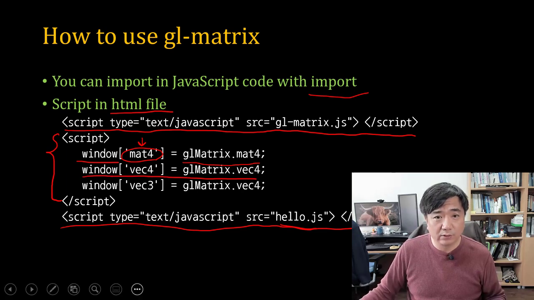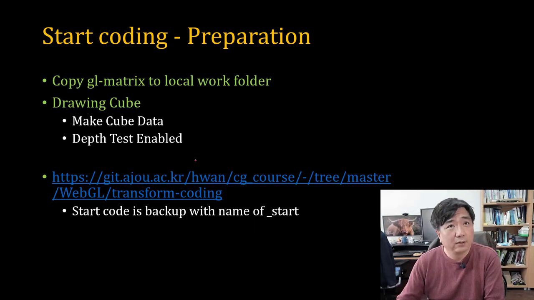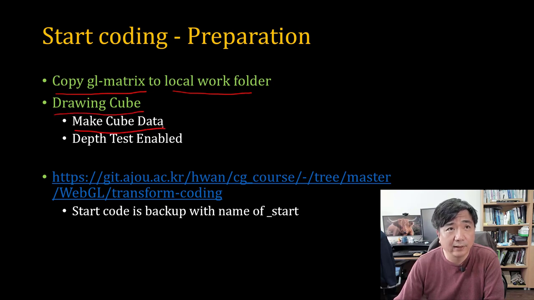So we will go into our code. Okay, so start code. We need to prepare for coding transformation. First thing is to copy gl-matrix.js to the local workspace, and then I changed the drawing code. I made the cube data, and then I turned on the depth test. About the depth test, I will explain it in per-fragment operation, but don't worry about that. It is just a simple code.